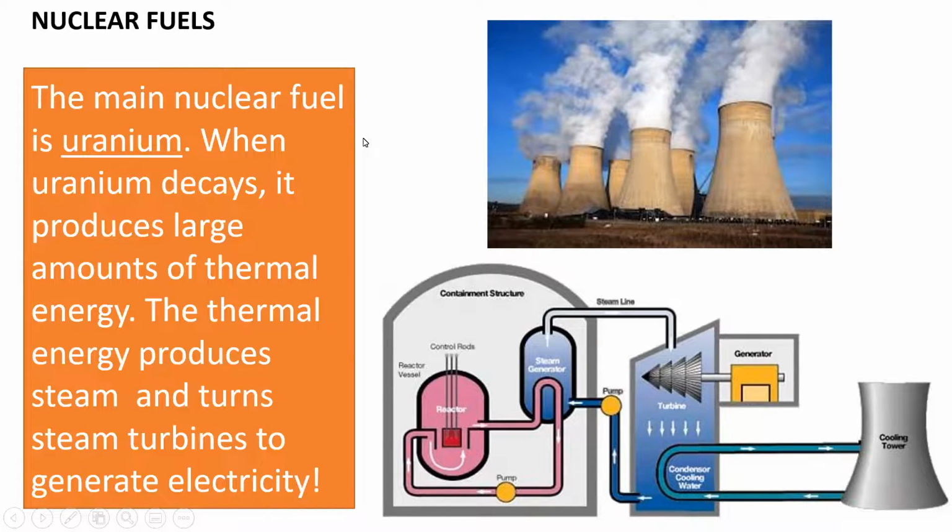So let's have a look at nuclear. The main nuclear fuel is uranium. When uranium decays, it produces large amounts of thermal energy. What's coming out of those cooling towers is actually only steam. The thermal energy produces steam and turns steam turbines to generate electricity. So really, a power plant that burns coal and a power plant that has nuclear fuel are more similar than they are different.